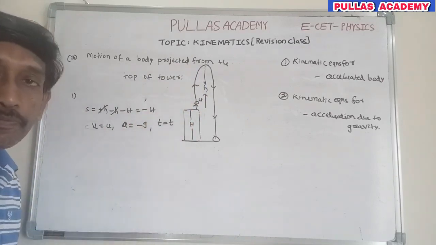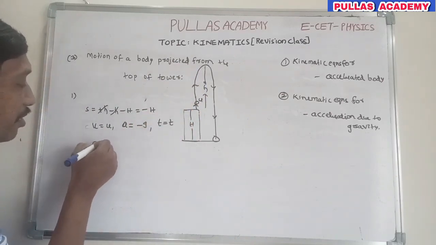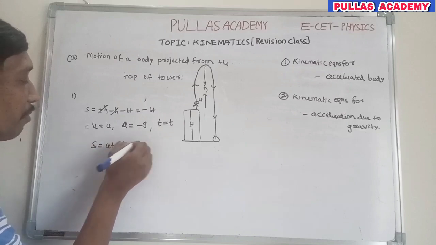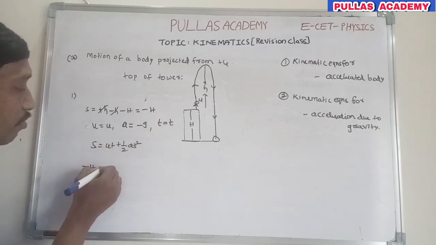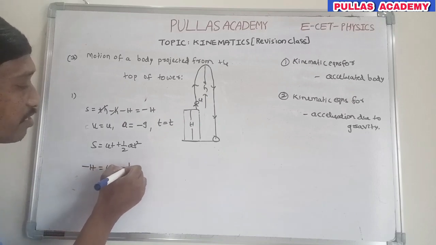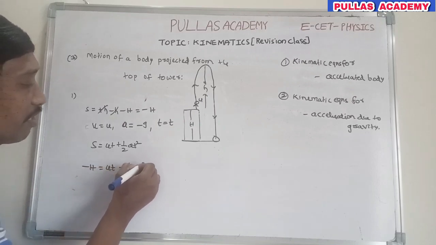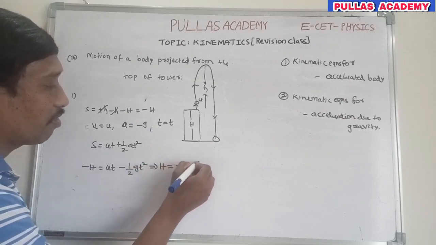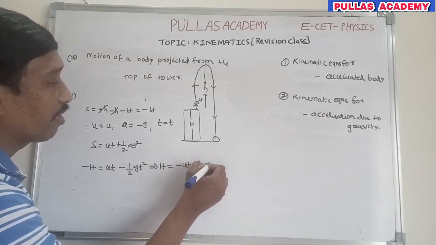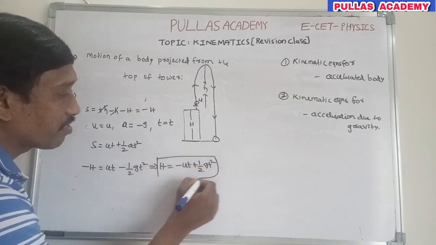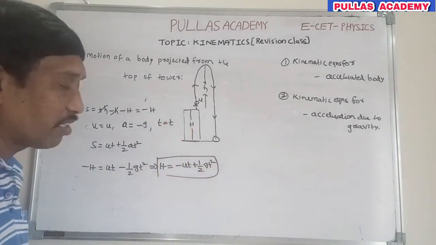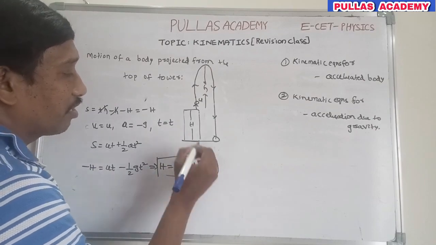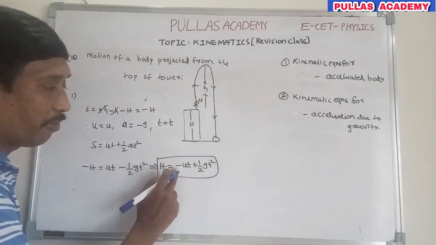I consider it as t. If you use the second kinematic equation, s is equal to ut plus half at square, is the formula. Here s is equal to minus H, u is ut, and a is equal to minus g, so minus H is equal to ut minus half gt square. From this formula, capital H is equal to minus ut plus half gt square. So this formula gives the height of the tower: minus ut plus half gt square. This formula is important.